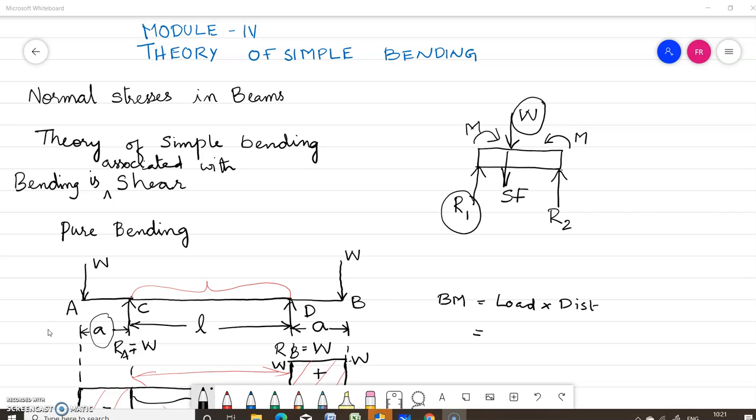So what is the theory of simple bending? Bending is usually associated with shear. However, for simplicity, we neglect the effect of shear and consider the moment alone to find the stresses due to bending. Such a theory, which deals with finding the stresses at a section due to pure moment, is called simple bending theory.